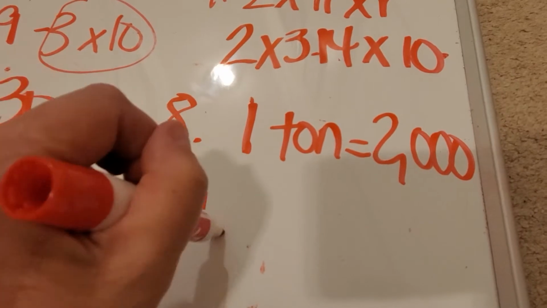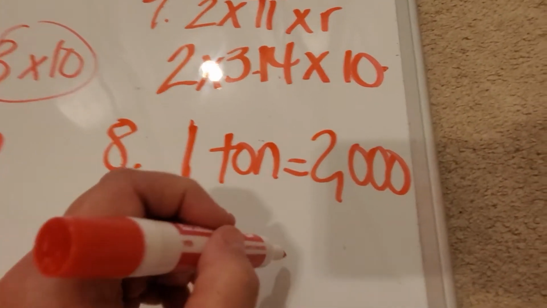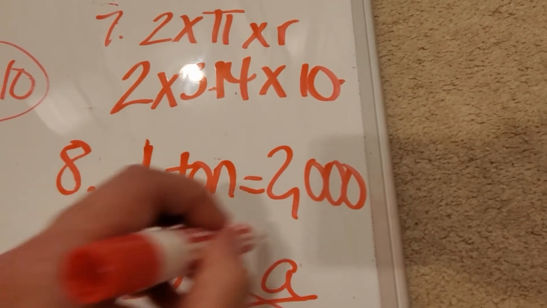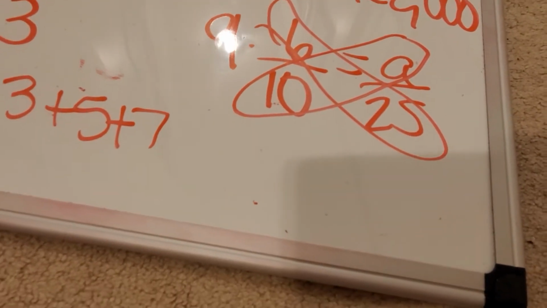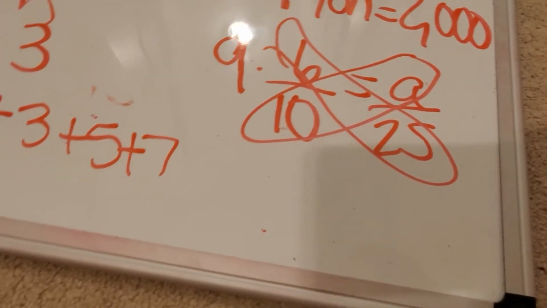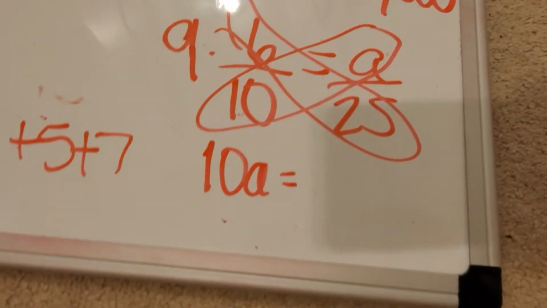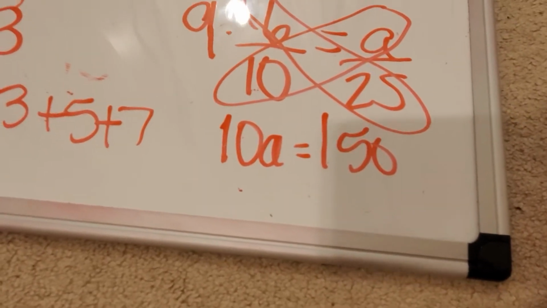Number 9, that's just the butterfly. 6 over 10 equals A over 25. Okay. 10 times A is 10A. And then 6 times 25 is 150. You're going to divide both sides by 10.